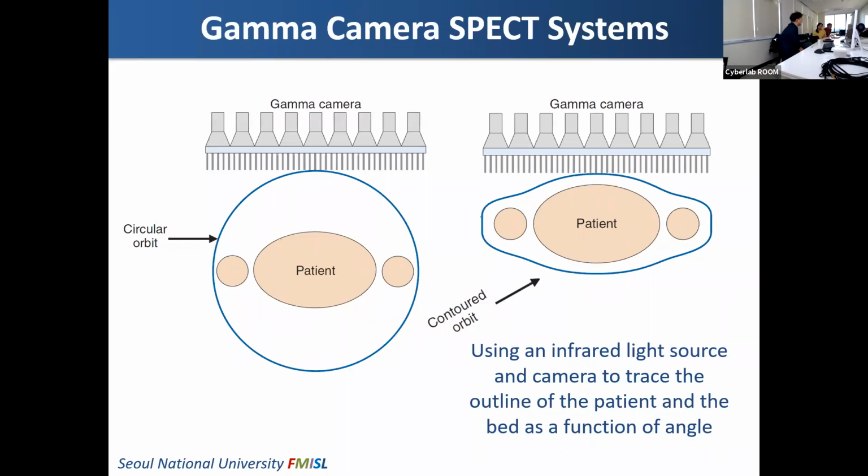And how are these conventional gamma cameras different from digital gamma cameras? Oh yeah, so that.